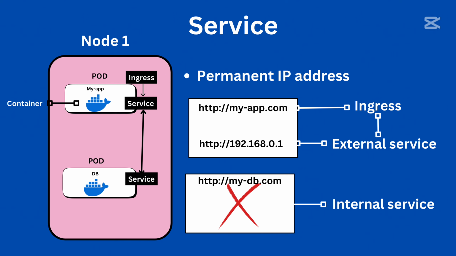But it's not recommended to use a permanent IP address because it might change when you recreate the pod. Instead, use ingress, which is a domain name that points to an IP address. If the pod's permanent IP address changes, Kubernetes updates the new IP address to the domain name of ingress. So, there's no downtime for the users.